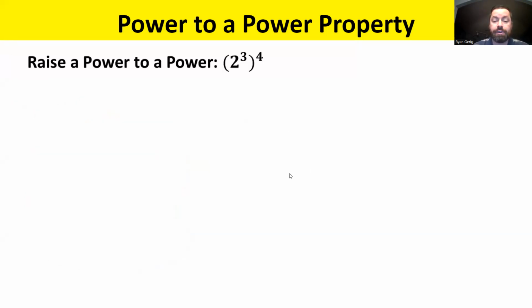You can see here, we've got 2 to the third to the fourth power. If you think about what an exponent means, that means everything in the parentheses is getting multiplied together 4 times. So you see 2 to the third times 2 to the third times 2 to the third times 2 to the third. If you think about what we did last week, you can add those exponents and get 3 plus 3 plus 3 plus 3, which is 2 to the 12th.